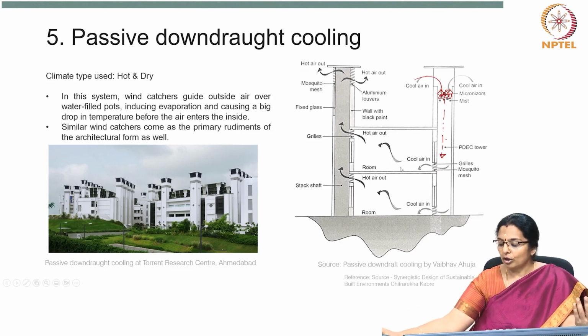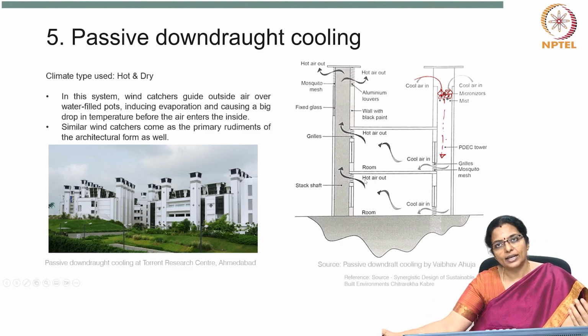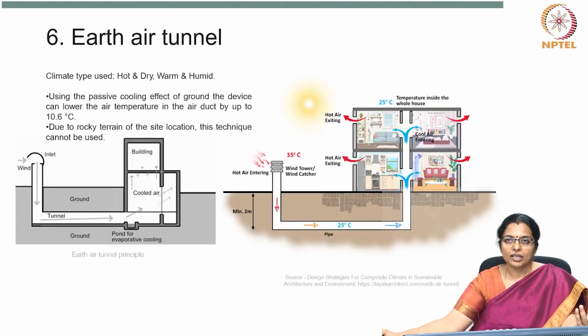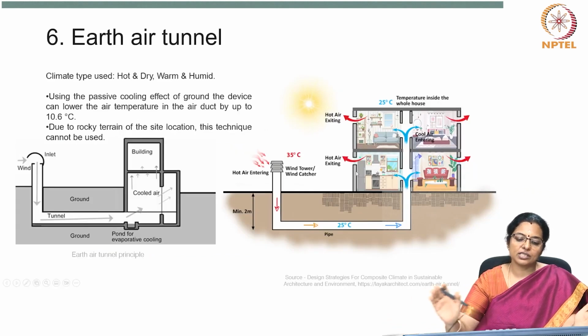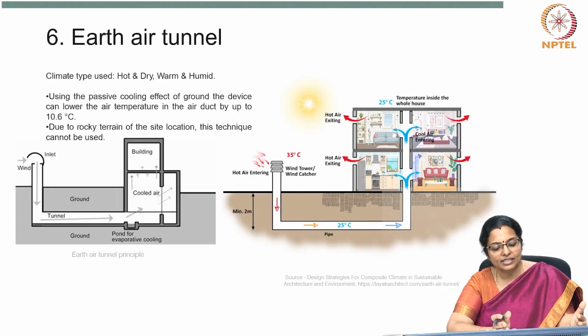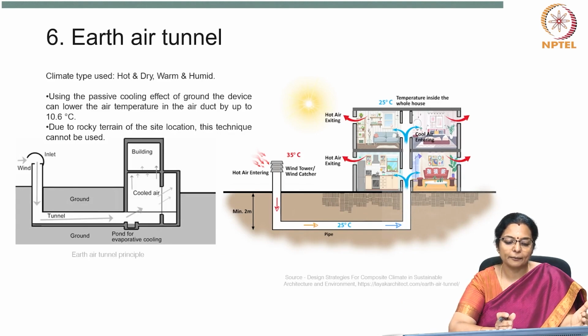Okay, we will not go too deep into this now because we will look at it later in greater depth. Then you have the earth air tunnel. So, this is used in hot and dry as well as warm and humid climate. Using the passive cooling effect of ground, the device can lower the air temperature in the air duct by even up to 10.8 degrees centigrade.